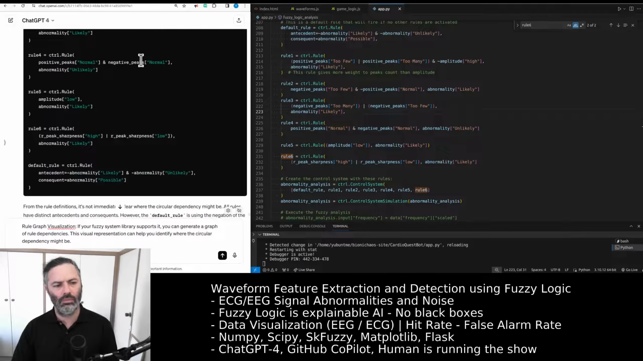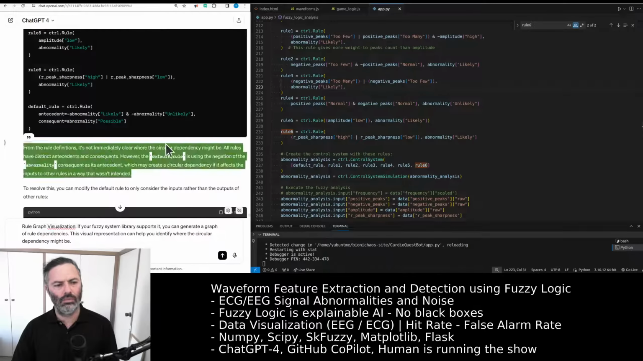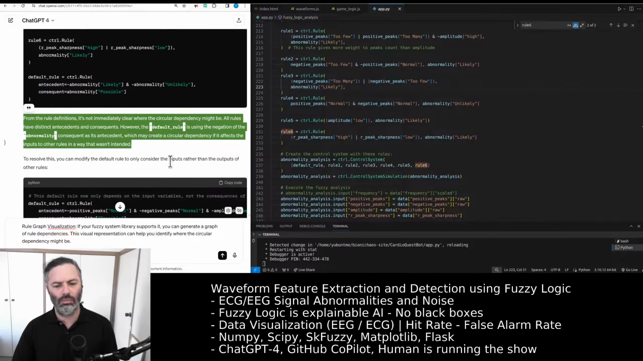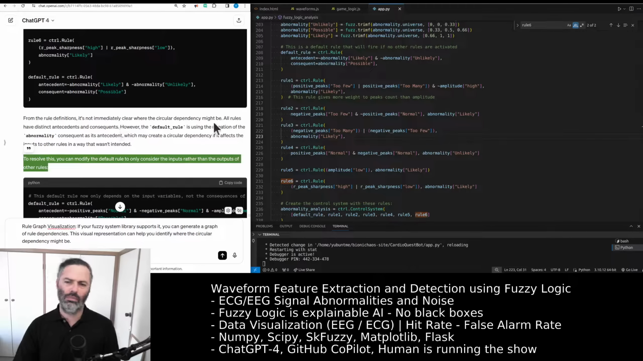Let's look at the rules you've defined and try to identify any potential circular dependencies. From the rule definitions, it's not immediately clear where the circular dependency might be. All rules have distinct antecedents and consequents. However, the default rule is using the negation of the abnormality consequent as its antecedent, which may create a circular dependency if it affects the inputs to other rules in a way that wasn't intended. To resolve this, you can modify the default rule to only consider the inputs rather than the outputs of other rules.